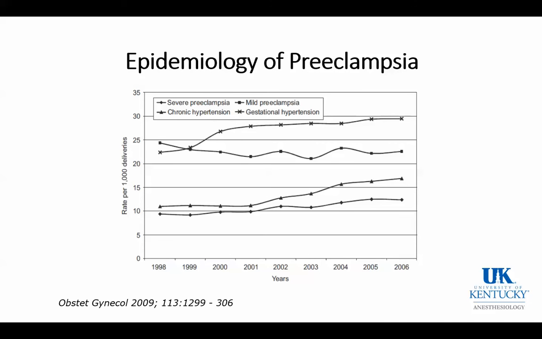This graph nicely shows how specifically severe preeclampsia, which is the diamonds, as well as chronic hypertension and gestational hypertension over the past several years has continued to rise in prevalence. You will note that what they term here mild preeclampsia, that would now be called preeclampsia without severe features, has been relatively stable in terms of its prevalence, but not surprisingly, as the incidence of chronic hypertension has increased, that of severe preeclampsia as well as gestational hypertension has increased.